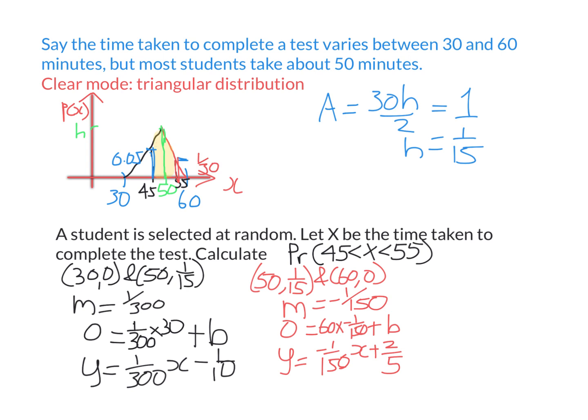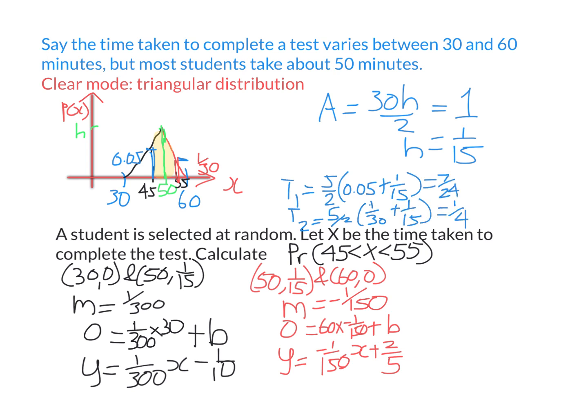So now I'm going to calculate the area of both trapeziums. So this first trapezium here, I'll call that T1. So its area is going to be h over 2 times the sum of the 2 parallel sides. So 0.05 plus 1/15. And then trapezium 2, its height is also 5, times the sum of its 2 parallel sides. And all I need to do is add these together and I have my answer. So the total area highlighted here between 45 and 55 is 7/24 plus 1/24, which gives me 13/24. That's my probability and I'm done.